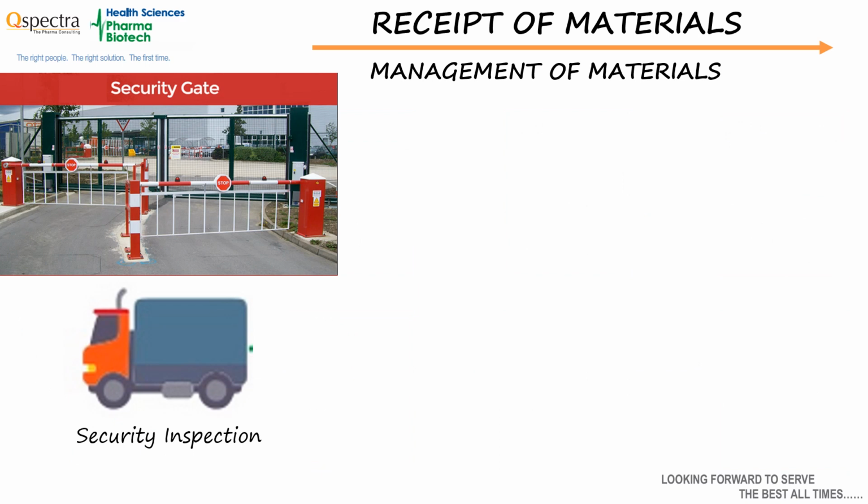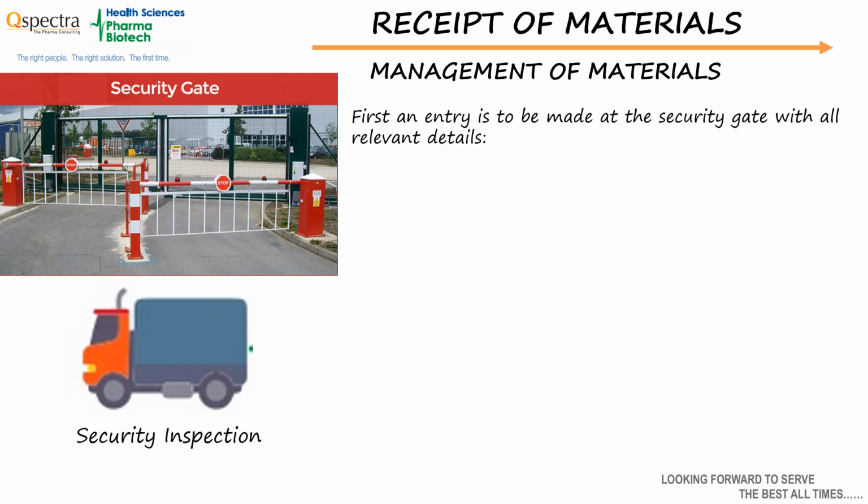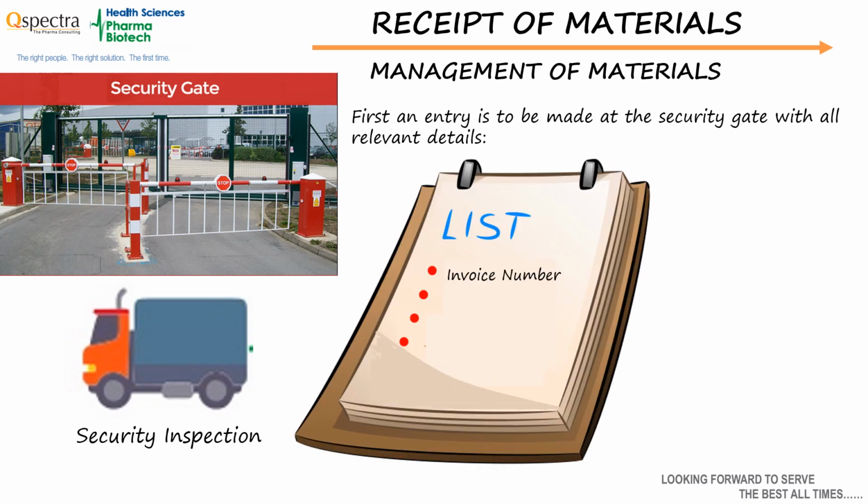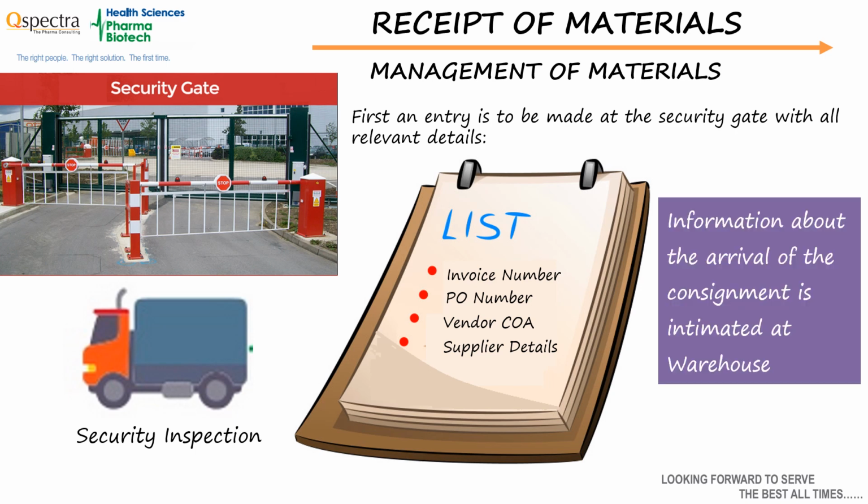Security inspection. As and when the material has arrived at the factory, it undergoes security inspection. First, the security officer will enter the following details in the register at the security gate: invoice number, purchase number, vendor COA, and supplier details. After verifying the information about the arrival of the consignment, it is intimated to the warehouse person.